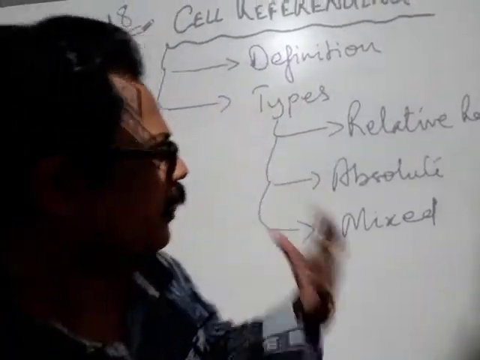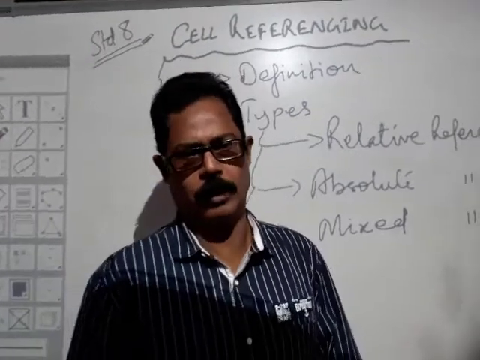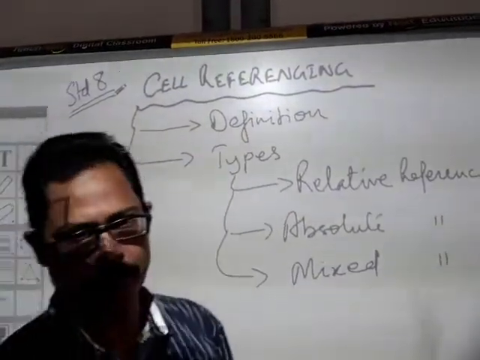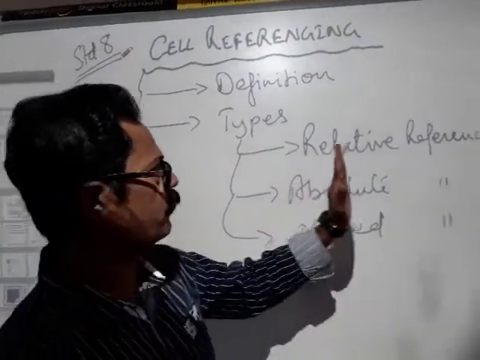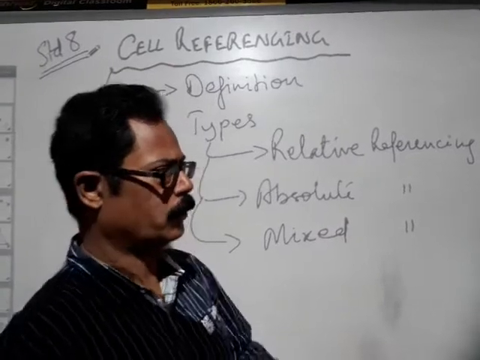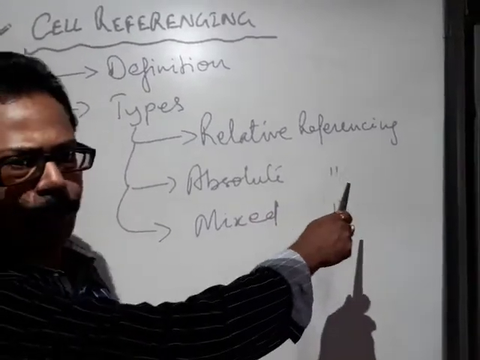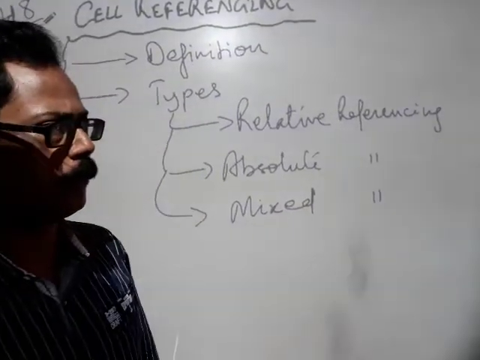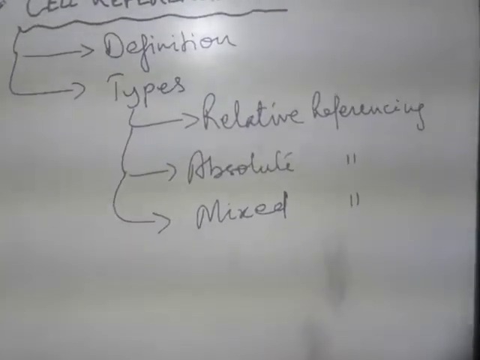When this cell address is used in a formula, then it is known as cell referencing. Now there are different types of cell referencing. The first one is relative referencing, second is absolute referencing, and the third one is mixed referencing. Let us begin with the first one, that is relative referencing.